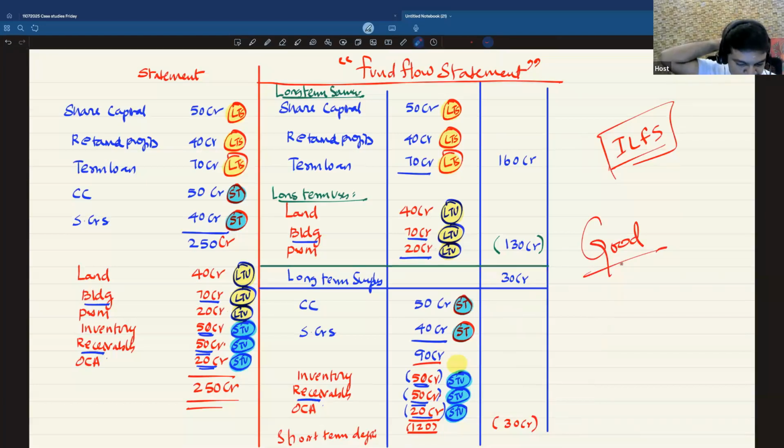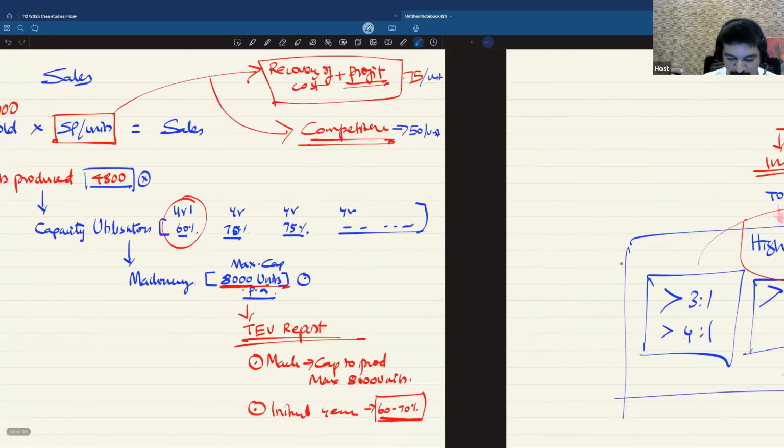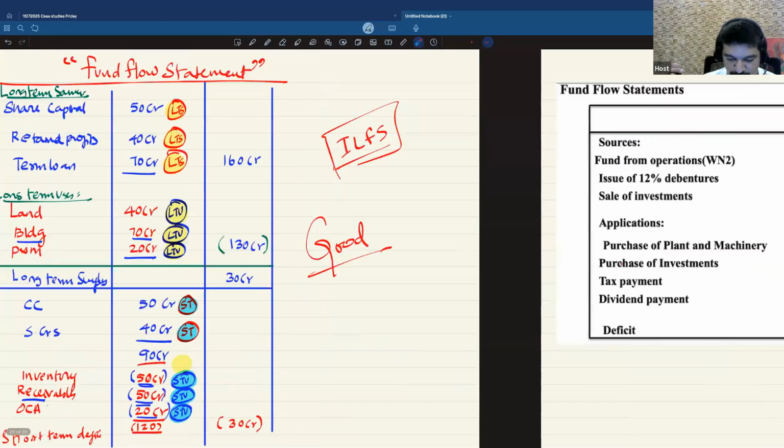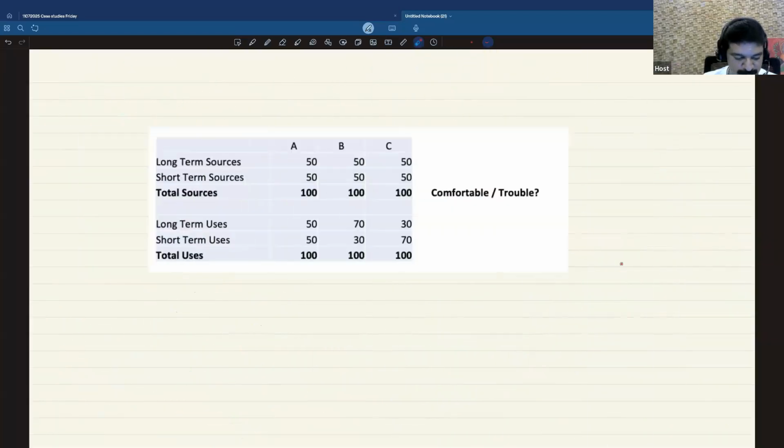So nothing is wrong here. This fund flow statement has got nothing extra to reveal. But another fund flow statement can reveal more if there are misusages. So what do I mean by that? Let's try to understand through one example. Let me see whether that example is visible. I just copy pasted one case. Yeah, look at this.